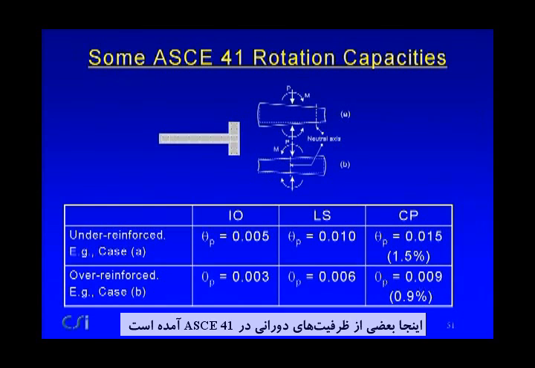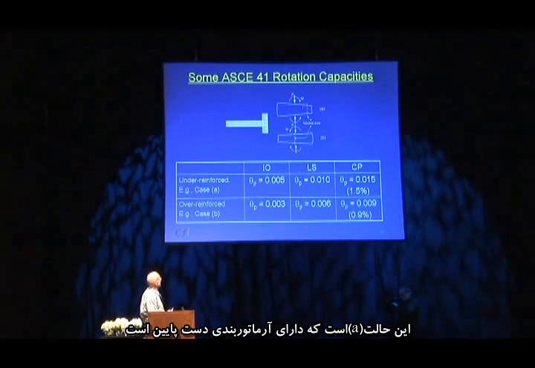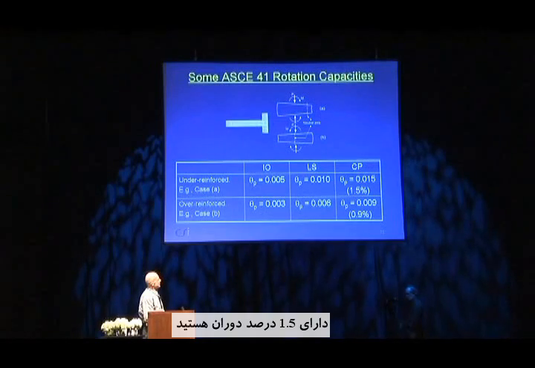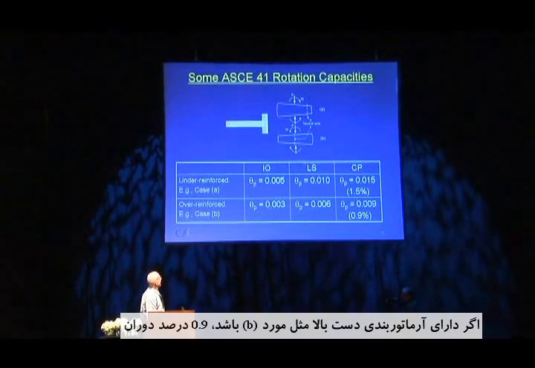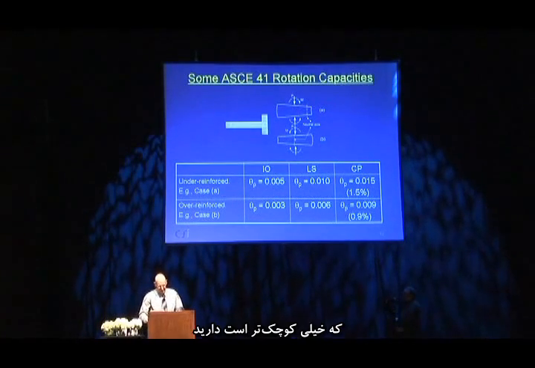Here are some ASCE 41 rotation capacities. If it's under-reinforced, which is case A, and let's look at the collapse prevention, you'll have 1.5% rotation. If it's over-reinforced, like case B, 0.9% rotation, substantially smaller.